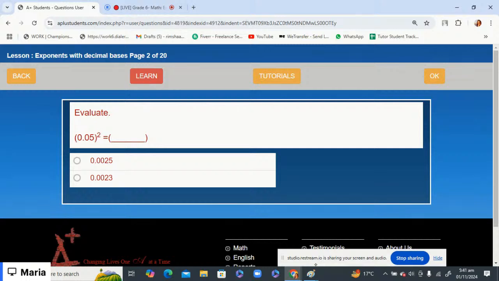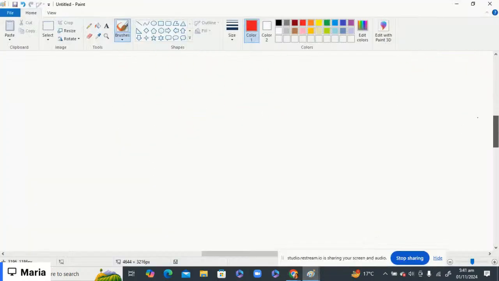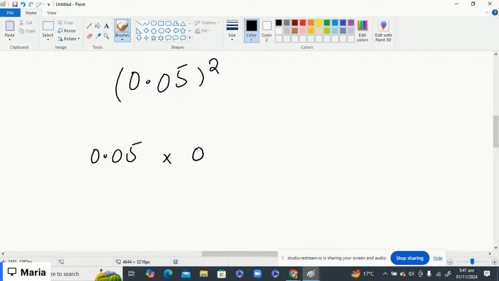Okay, so let's go with it. 0.05. Let's solve it. So the question is 0.05 whole power 2. Okay, so let's just simply multiply 0.05 times 0.05. Okay, now you guys tell me the answer. This time you guys tell me the answer of that question. Think about it, everyone. Then we solve only one more question, then we end up the class, okay?